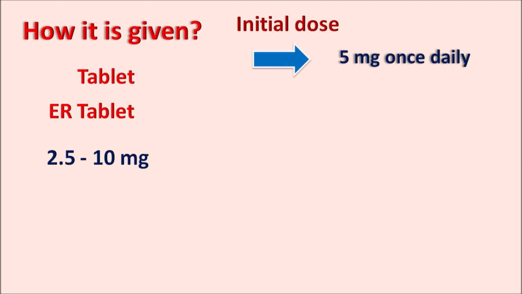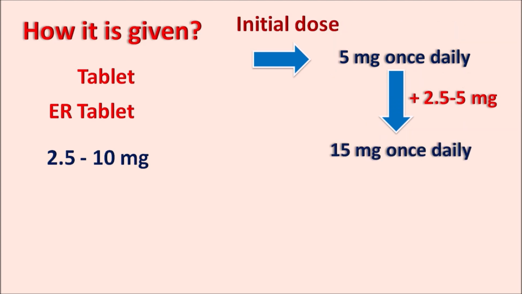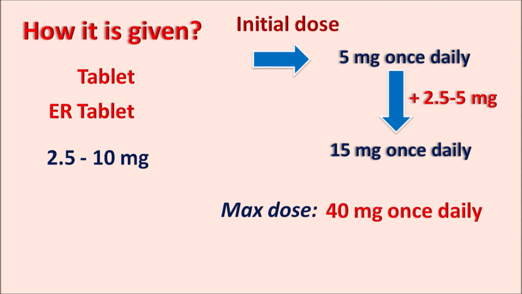And in order to control the glucose levels, the dose can be incremented at a rate of 2.5 to 5 mg such that the dose may be achieved up to 15 mg once daily. This dose should be individualized based on the glucose levels within the patient, and the maximum dose can be up to 40 mg once daily. So that's about this glipizide.